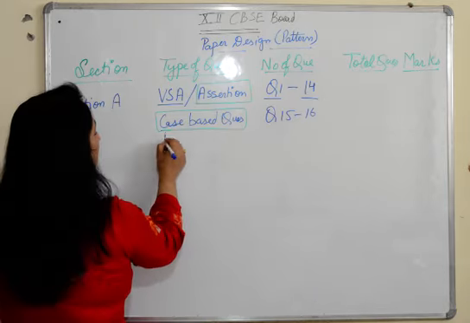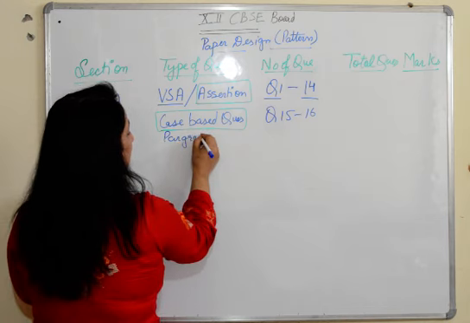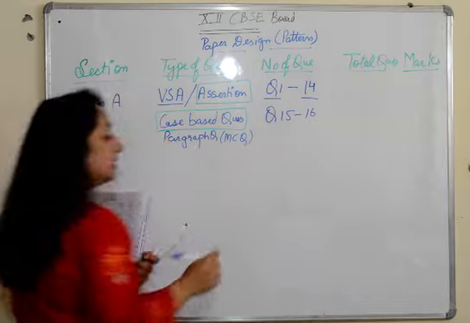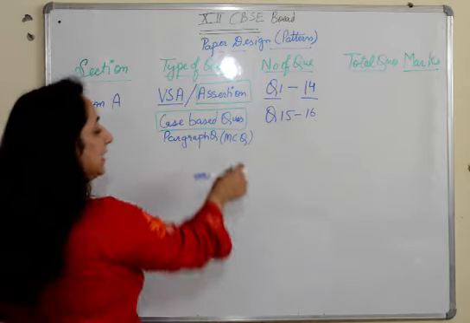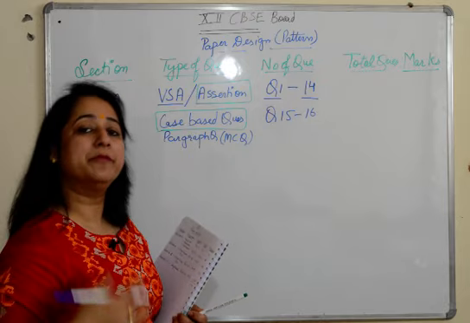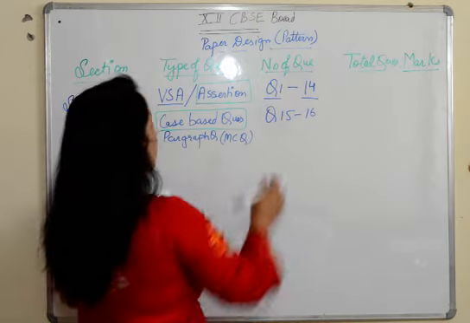Here I'll write paragraph questions, and with the paragraph you have MCQs. That means there is a paragraph which is given and there are MCQs attached to that paragraph, or following that paragraph, which you need to answer. So that is question 15 to 16.